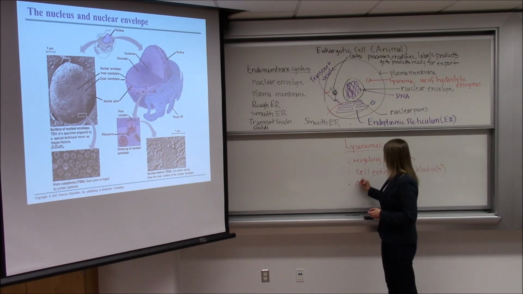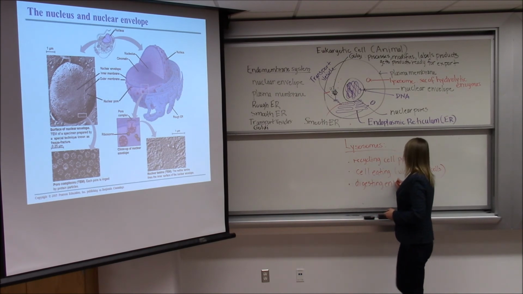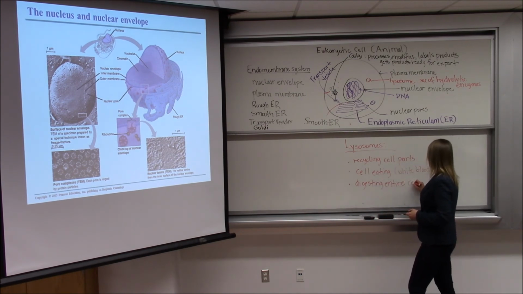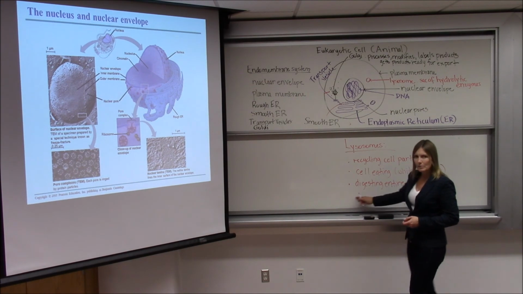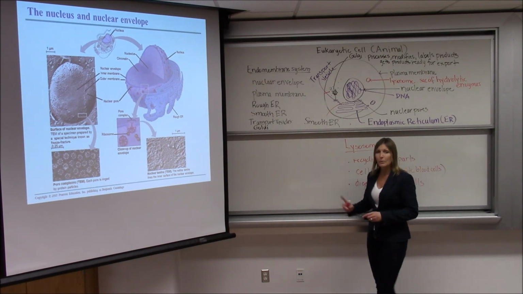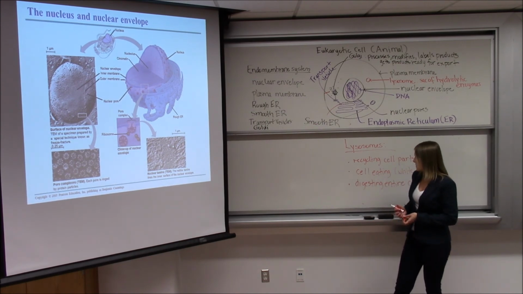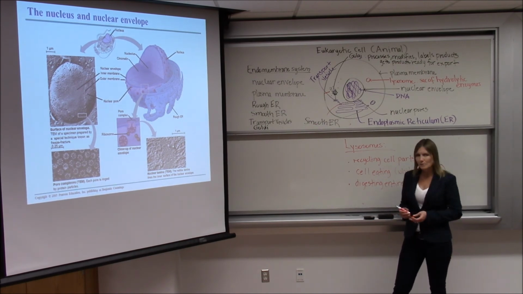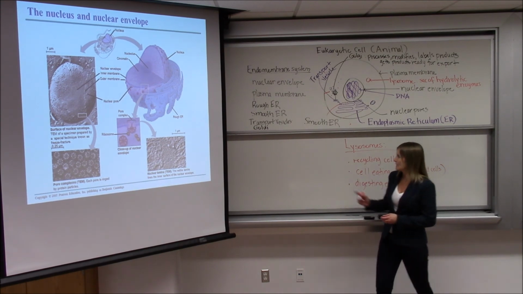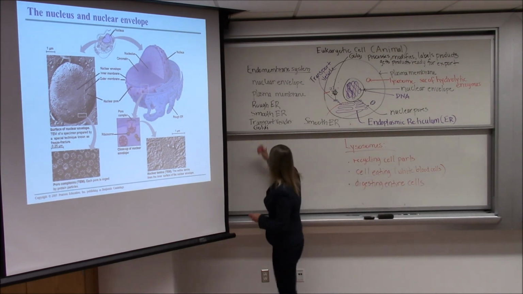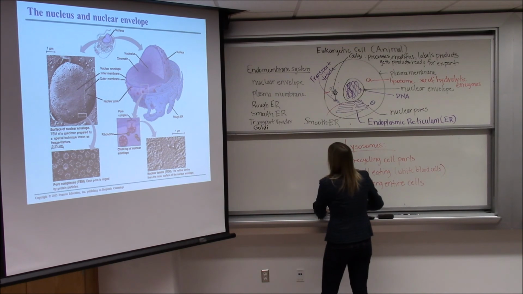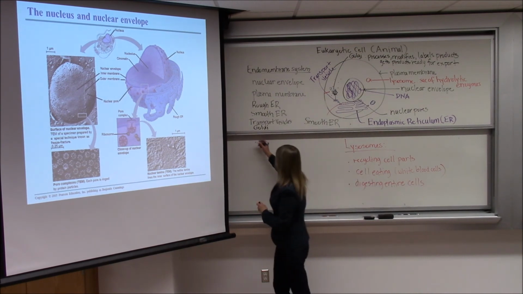Okay, and then digesting entire cells. When a cell dies, or that cell needs to be taken out of the cell cycle, we can open up all of our lysosomes and digest an entire cell. And that's a very important function as well. So lysosomes are a sac of hydrolytic enzymes. And they are part of the endomembrane system. So continuing our list of the endomembrane system, lysosomes.